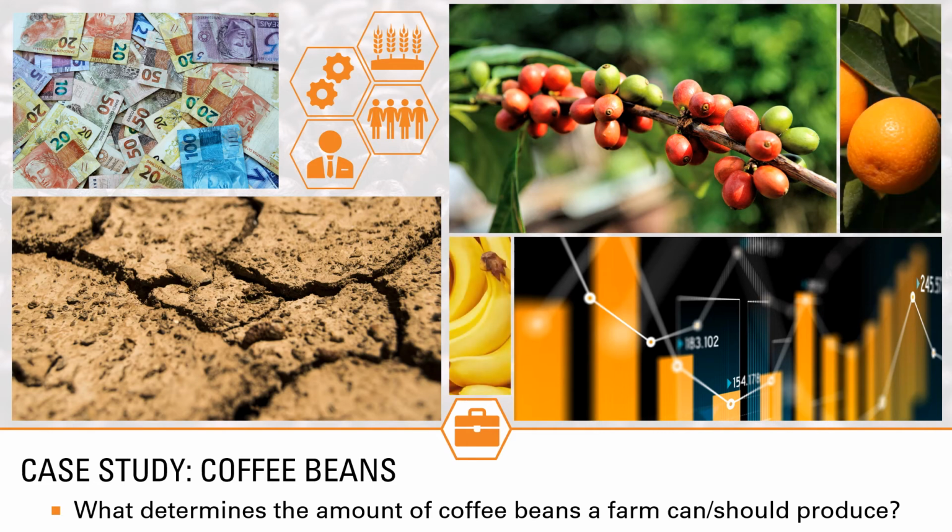And finally, of course, we've already previously talked about the price of other goods that you could produce instead of coffee beans. So bananas, oranges, rice, and all of this. If the price of these things changes, it can change how much coffee beans is being supplied. Okay.